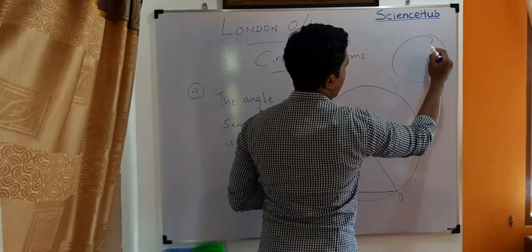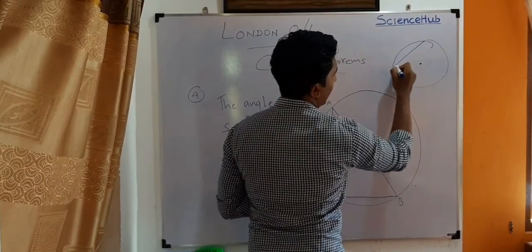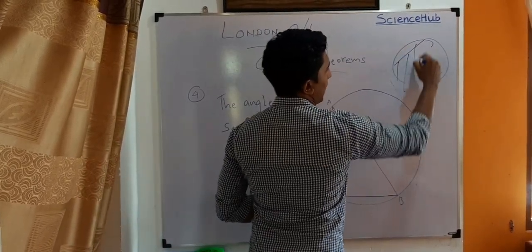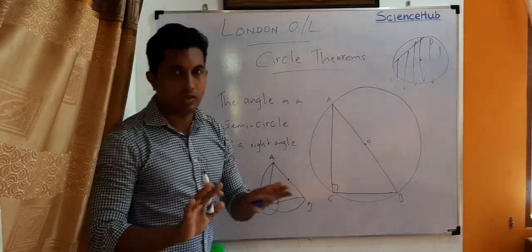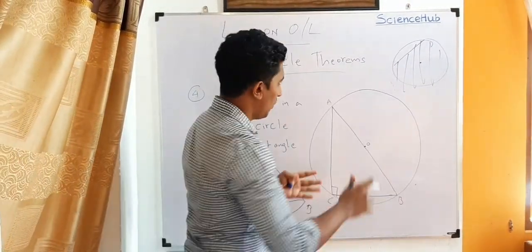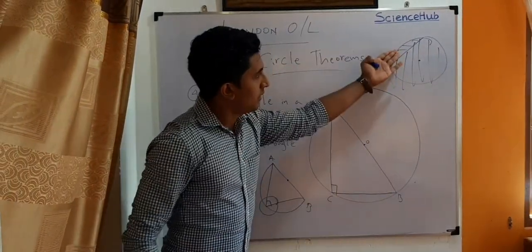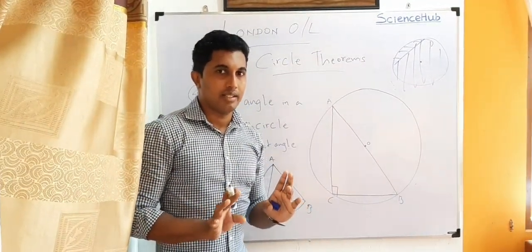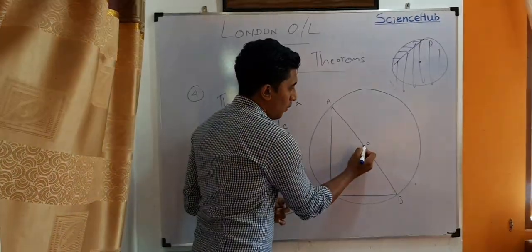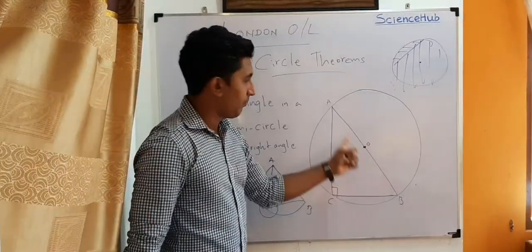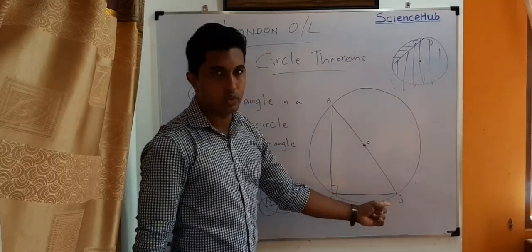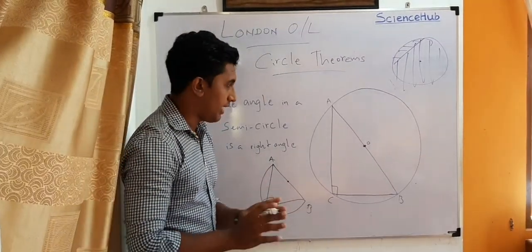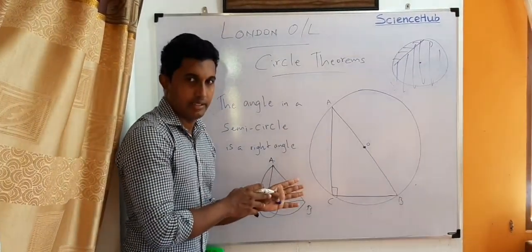If you draw like this, this is the center and this is this part. What about this part? This is not a semicircle part, or this part, both are not semicircle parts. It should go through the center, and this length should be equal to the diameter. This length should be equal to the diameter, and then only it can be a semicircle.